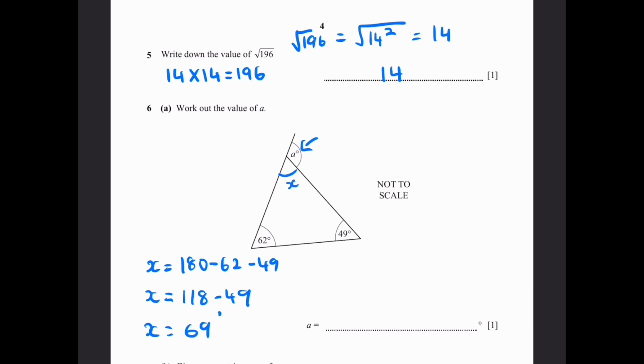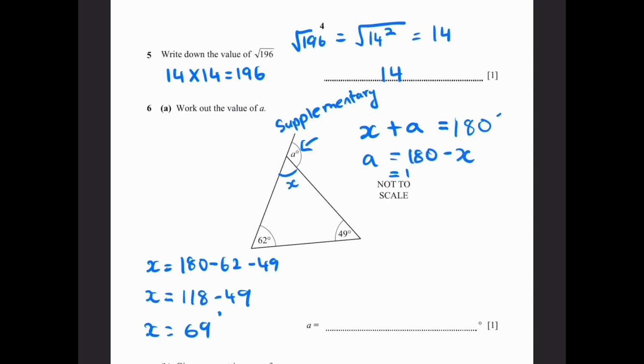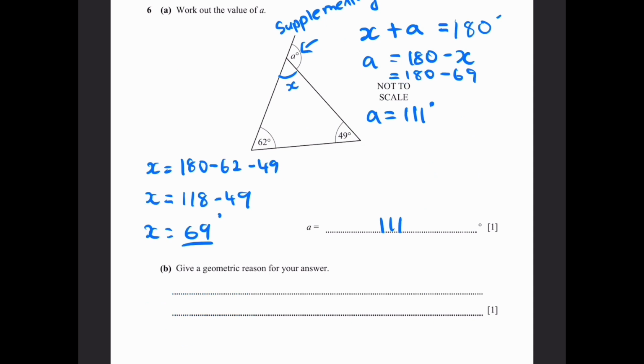Angle x plus angle A is 180 degrees because they are supplementary angles. Or they are angles on a single line. This one right here. So A equals 180 minus x, which is 180 minus 69, as we found x is 69 here. So A equals 111 degrees. B. Give a geometric reason for your answer.